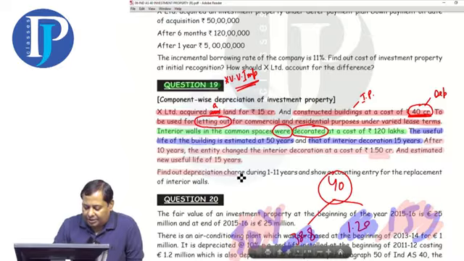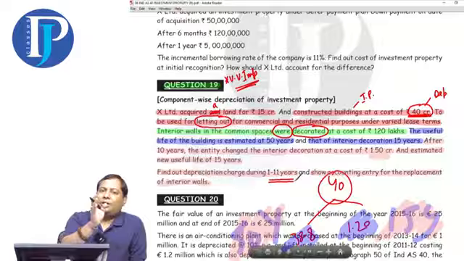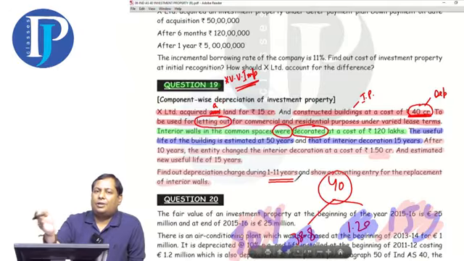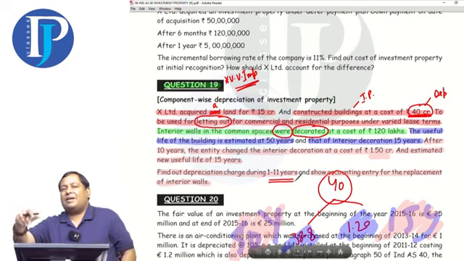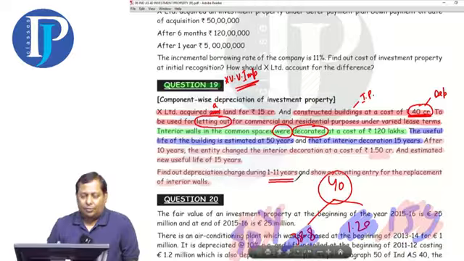And find out the depreciation charge during 1 to 11 years. Furthermore, also show the accounting entries for the replacement of the interior wall. Here you have to do 11 years of accounting. From 1 to 11, what will happen? Accounting for 10 years and for the 11th year will be different and separate, while the accounting for 10 years will be with the old interior, whereas the accounting for the 11th year will be with the new interior. I will cover all the questions for you.